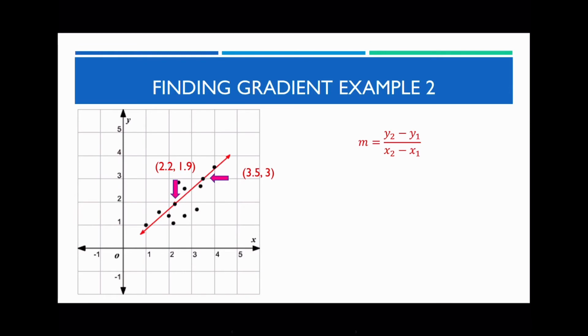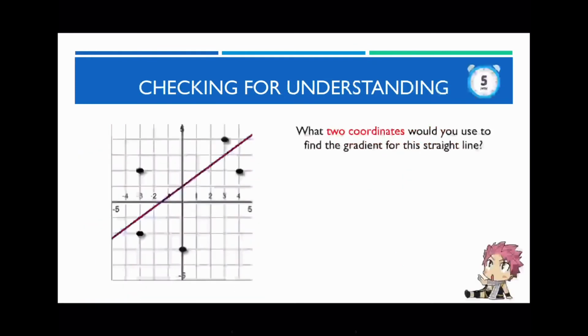So once I've got my two coordinates, what I do is I label them as x1, y1, x2, y2, and then substitute it into the formula. So therefore, it'll be 3 minus 1.9 over 3.5 subtract 2.2. Simplify this on your calculator, and if you did this correctly, then you're going to get a gradient roughly equal to 0.85.